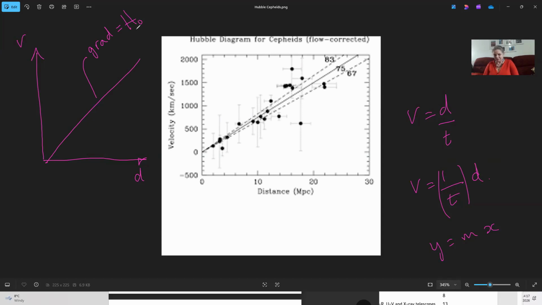Right, now, the difficulty was, it was easy to measure the velocity. You can just look at the redshift, and it's dead easy to measure the redshift. Really easy. So it's really easy to figure out how fast these objects are moving away from us. What's difficult is knowing how far away they are. And this particular graph is a Hubble diagram for Cepheid variables.